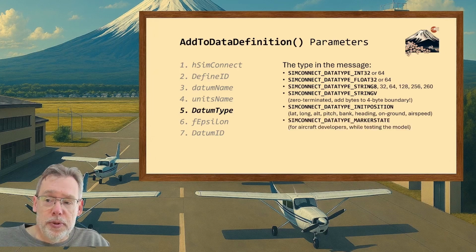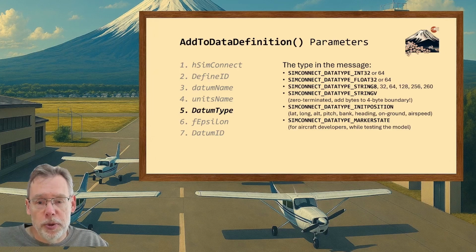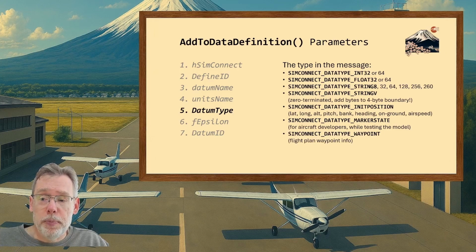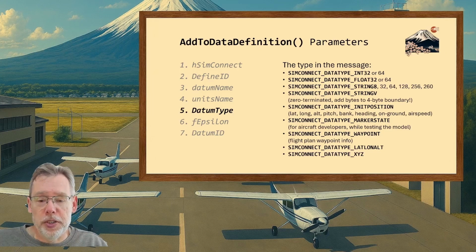Then the next one is, of course, the marker state. Marker state is something that you will probably never see unless you are an add-on developer. It is made especially to allow add-on developers to find out the actual rendered boundaries of their models. Next one is waypoint, which is flight plan information. Then we have, of course, lat long alt, which is just like the first part of the init position, and XYZ, which is just generic for floats, and they are for other situations, for example, pitch bank heading, or you can use it as you like.